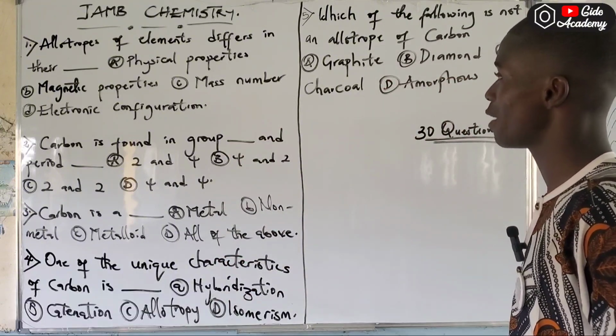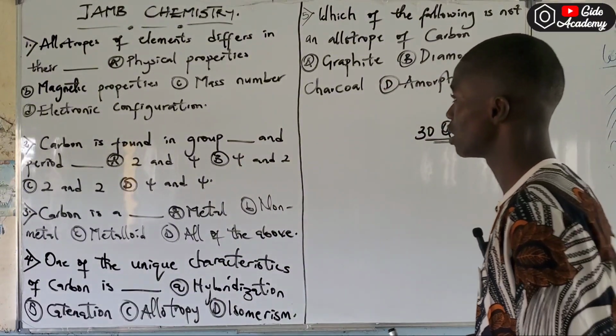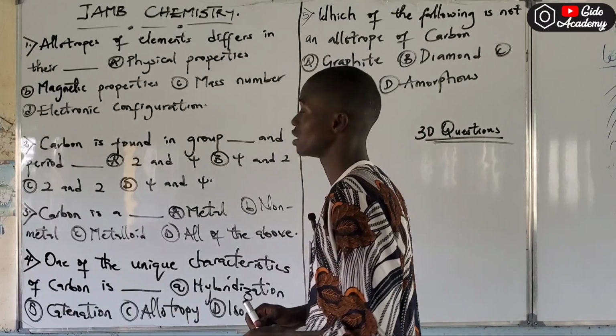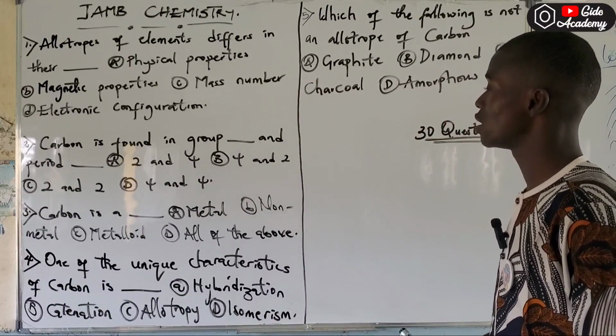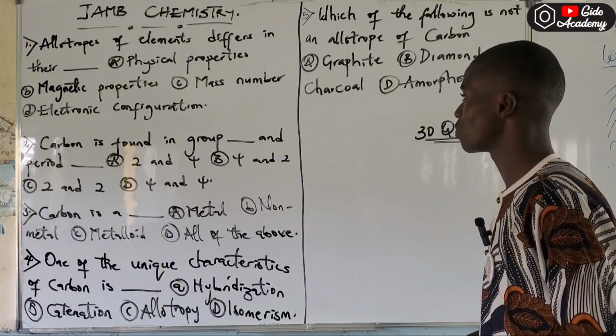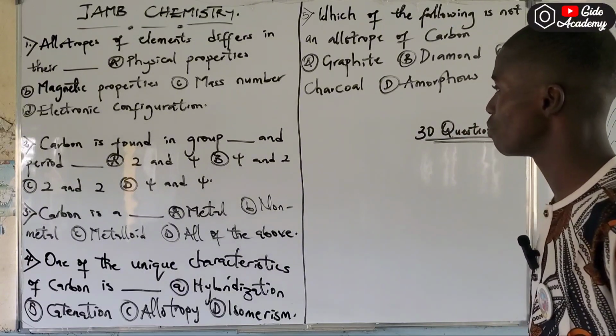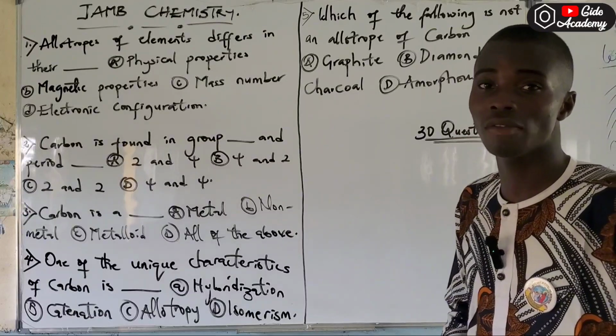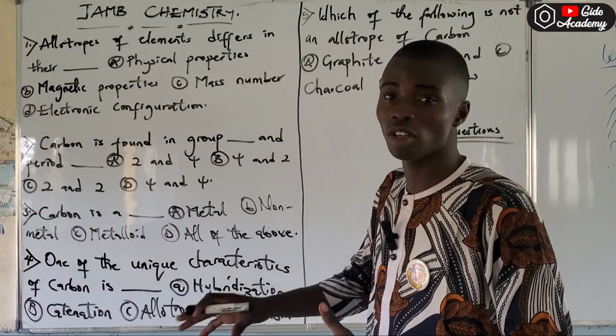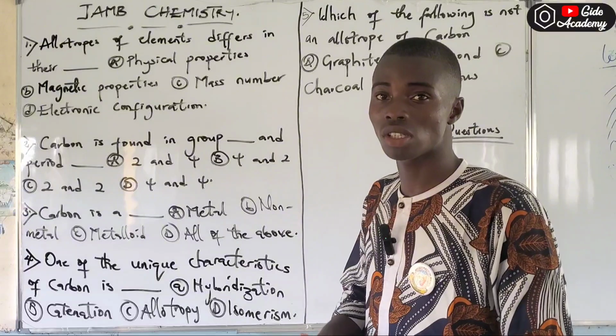Allotrope of element differs in their dash. Option A, physical properties. B, magnetic property. C, mass number. D, electronic configuration. Remember, allotropy is the ability of an element to exist in two or more various forms in the same physical state.